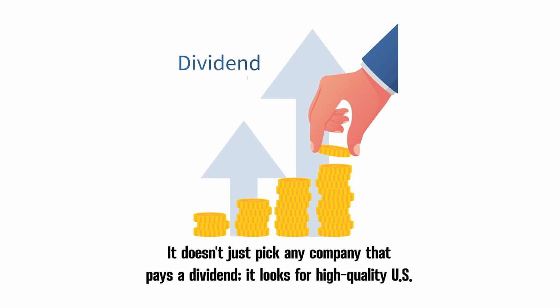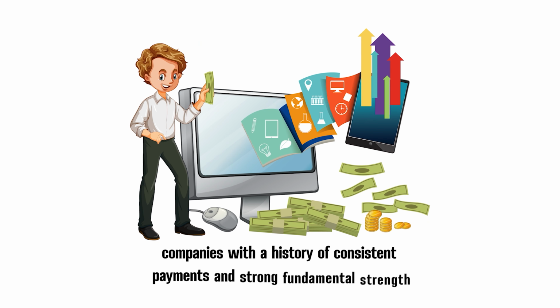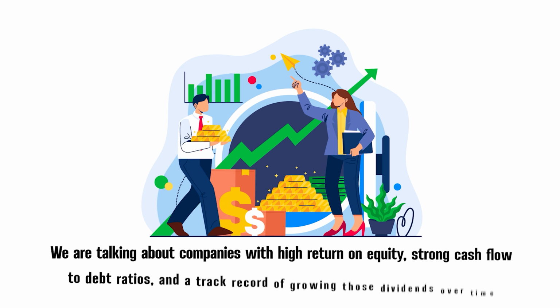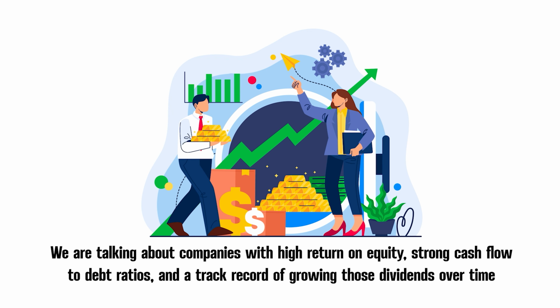It looks for high-quality U.S. companies with a history of consistent payments and strong fundamental strength. We are talking about companies with high return on equity, strong cash flow to debt ratios, and a track record of growing those dividends over time.